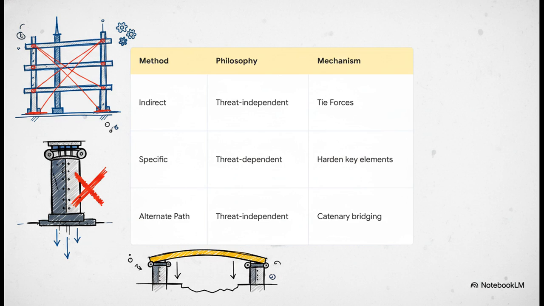First up is the indirect method, which uses threat-independent mechanical tie forces just to ensure continuity. Then we have specific resistance, a threat-dependent approach where we heavily harden key elements against expected impacts. And finally, the alternate path method. This is where we mathematically prove the building can bridge over a suddenly missing gap, often relying on catenary beam action as the absolute last line of defense.